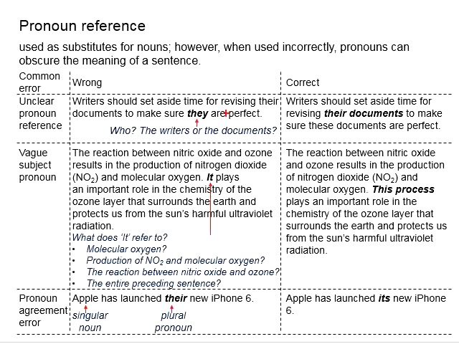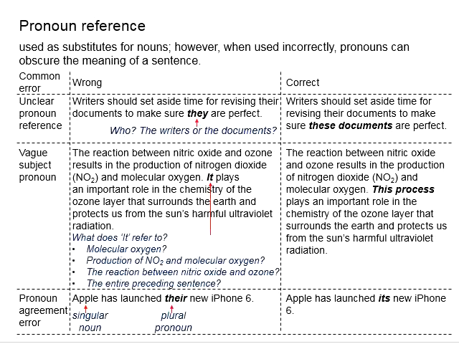As the correction for the sentence here, you may write in this manner instead. Writers should set aside time for revising their documents to make sure these documents are perfect. Now, if you put "this document" here, it is clear that it is referring to the document. The sentence now becomes clear, and it does not require the readers to guess its actual meaning.